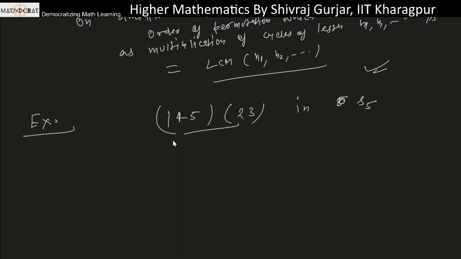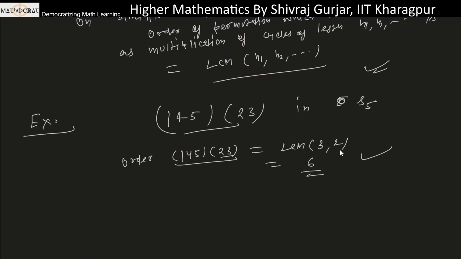So what is the order of this? So order of this क्या होगा? Order of (1 4 5)(2 3). This permutation is nothing but the LCM of the length of this cycle, which is 3, and the length of this cycle, which is 2. So this will be 6. LCM of 2 and 3 is 6. So this is the answer.